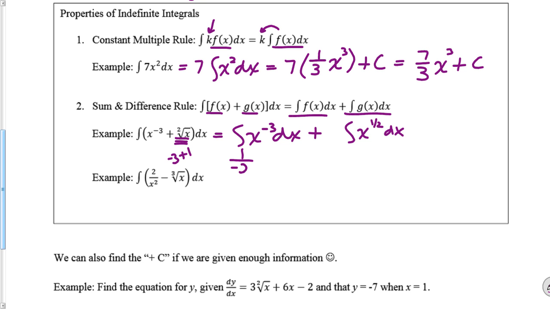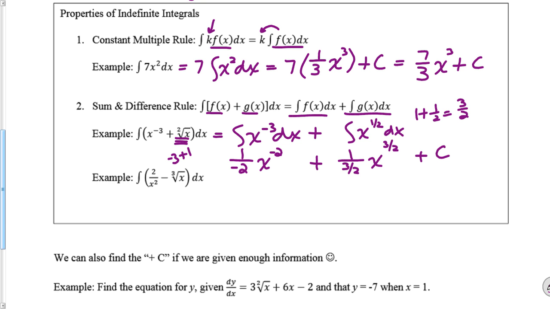And that is a negative 2. x is now raised to the negative 2. That's negative 3 plus 1. Then I'm going to add my next one, which is 1 over 1 plus 1/2, which I believe is 3/2. And then x is raised to the 3/2. And then don't forget your plus c.